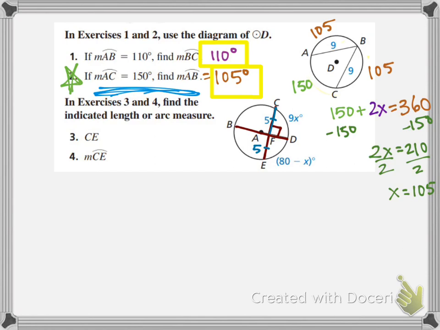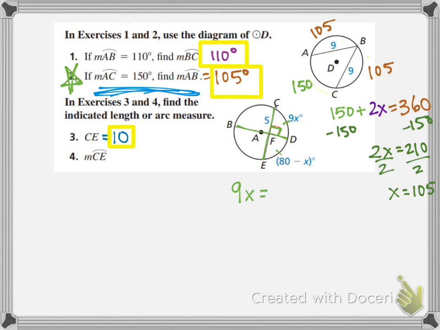We want to find the length of CE. So 5 plus 5 is 10. So the length of CE is 10. Then we want to find the measure of an arc. So again, because the chord and the diameter are perpendicular, that means the arcs that are created are congruent. So we're going to set them equal.